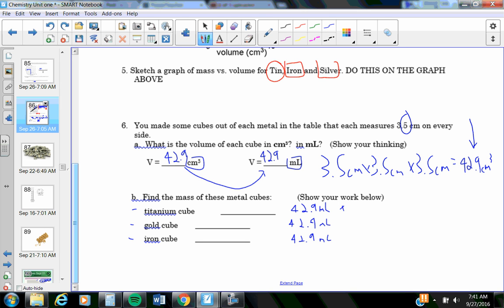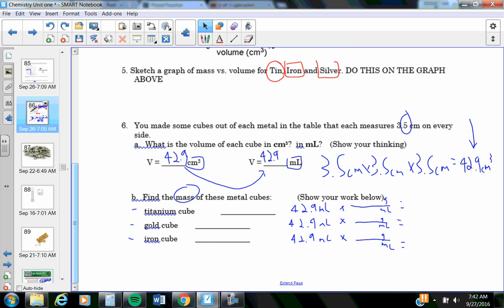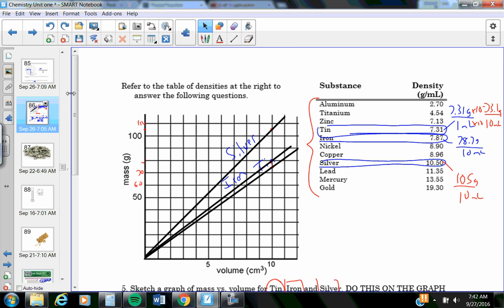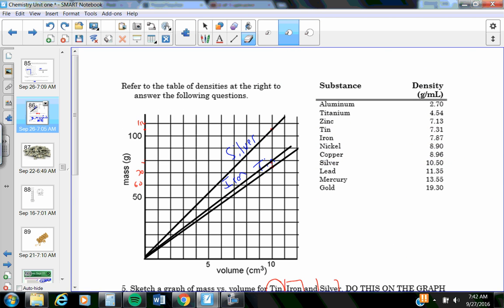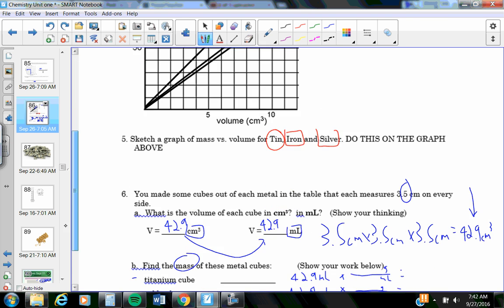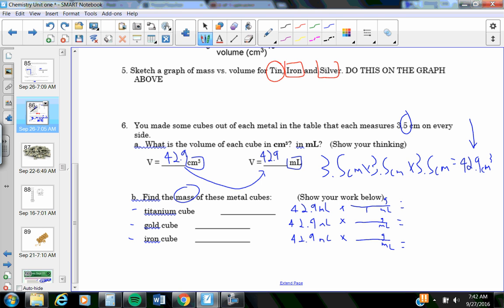Every time we're going to multiply by a fraction that lets us cross out milliliters, because what we really want is mass, which is grams. So the only difference between these is, where do we get the numbers or information? What's the relationship for grams per milliliters? We go back up to these substances. All the substances asked about are there. For instance, titanium is 4.54 grams per milliliter. So 1 milliliter is 4.54 grams.